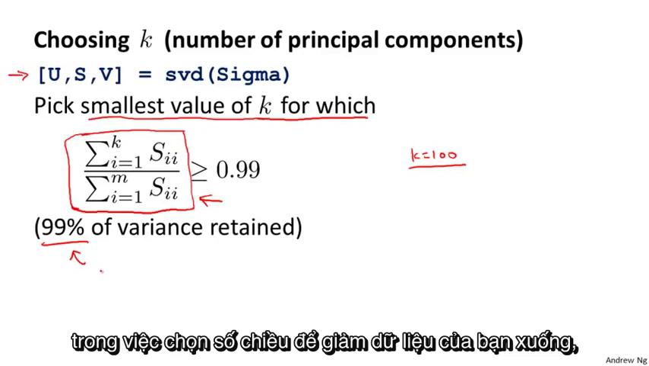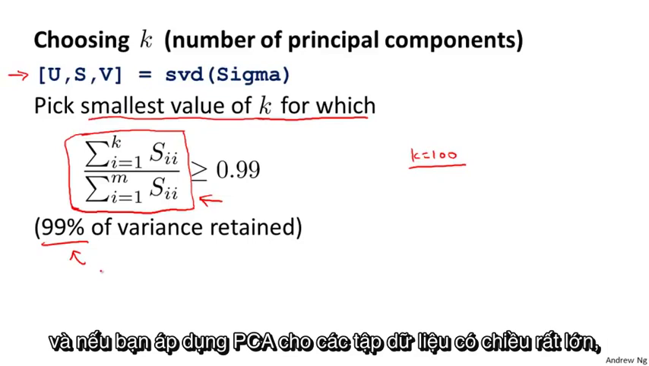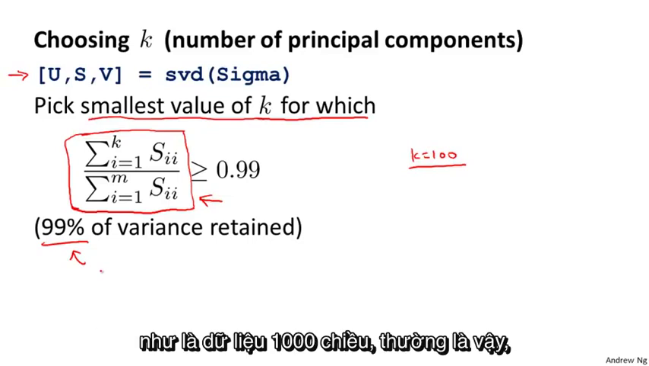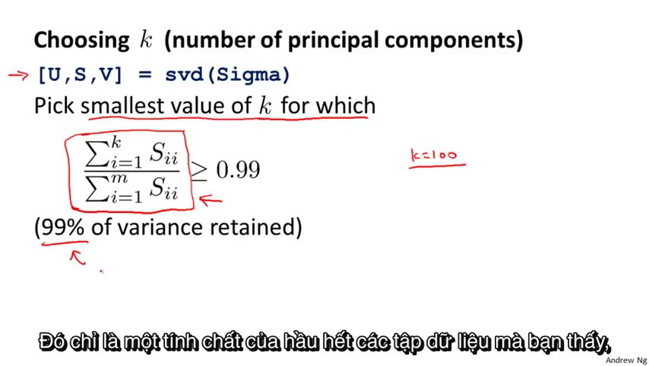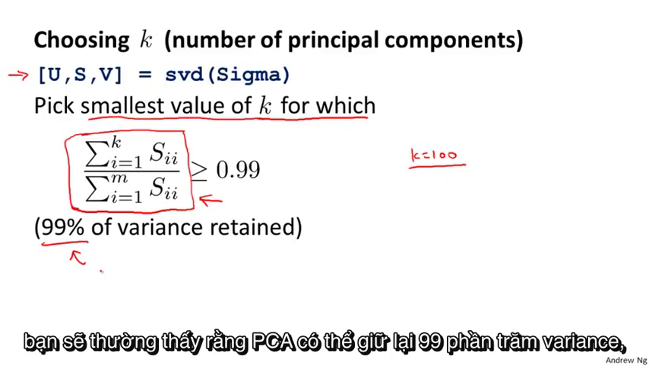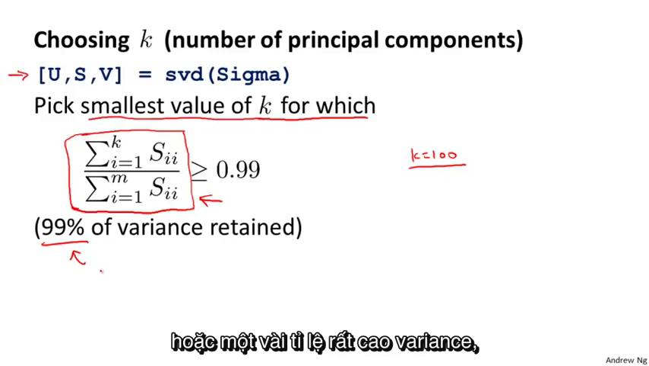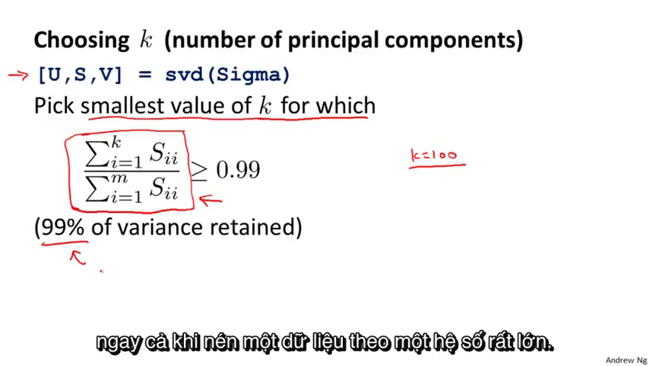And if you apply PCA to very high dimensional data sets, like 1,000-dimensional data, very often, just because data sets tend to have highly correlated features, which is a property of most of the data sets you see, you often find that PCA will be able to retain 95%, 99%, some high fraction of the variance, even while compressing the data by a very large factor.